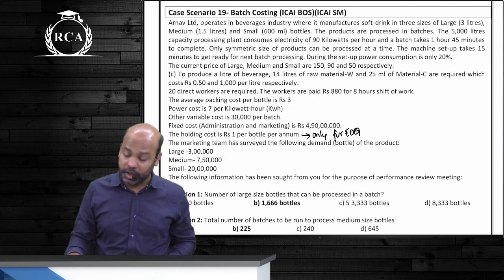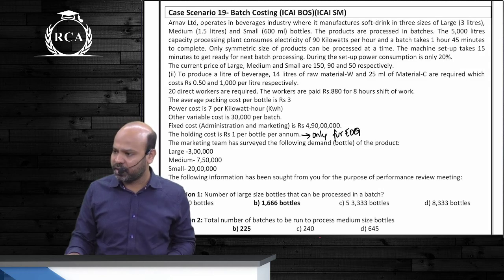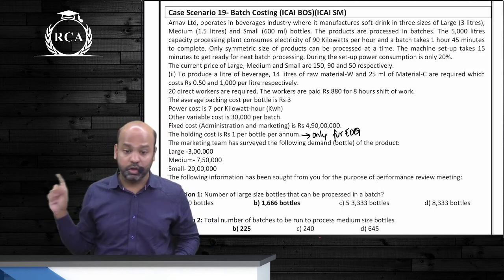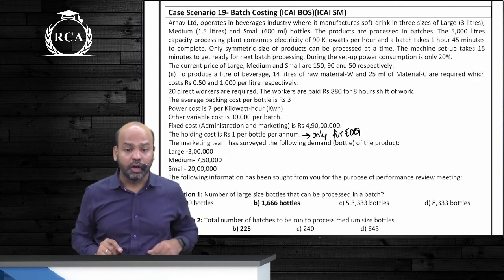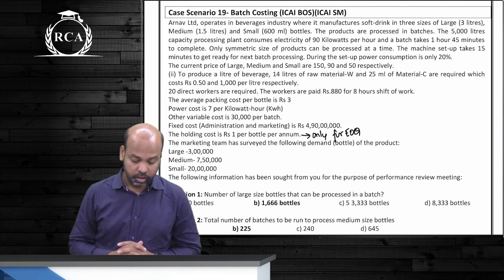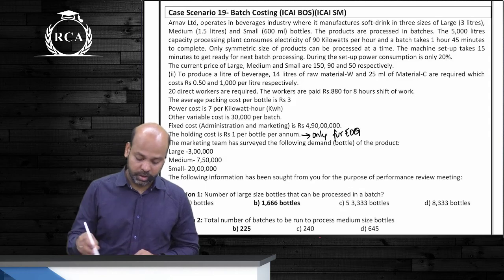We will not take holding cost anywhere, guys, in our profitability statement. Are we clear? We will only take other costs. This holding cost is only for EOQ computation. If you want, you can write that. Not for profitability, only for EOQ.